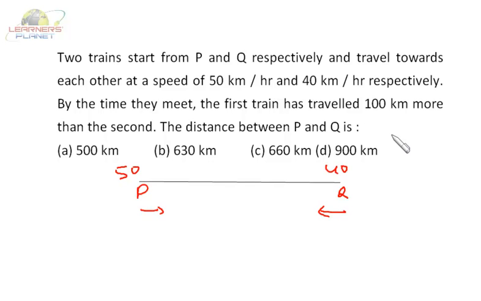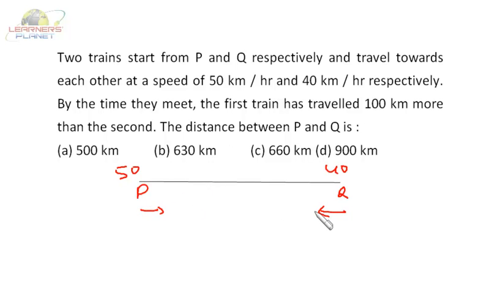Friends, let's see this interesting question. Two trains start from P and Q respectively and travel towards each other at a speed of 50 and 40 km/h respectively. By the time they meet, the first train has traveled 100 km more than the second. We have to find out the distance between these 2 points, that is P and Q.